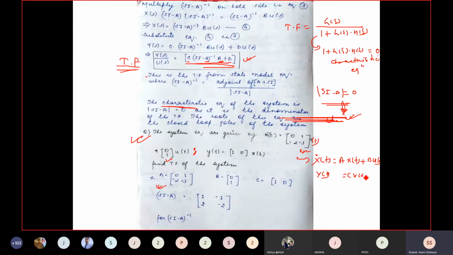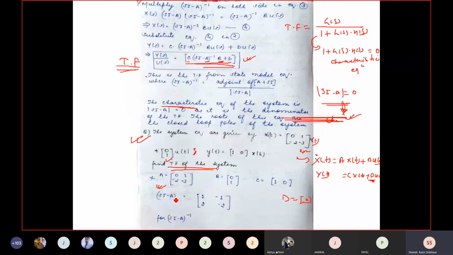So now we are asked to find the transfer function of the system. The transfer function requirement is C (SI minus A) inverse B plus D. Already we have C, we have B, we have D. A is given here. We'll try to take SI minus A.